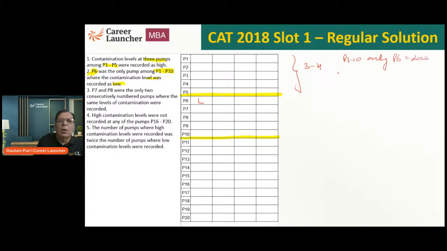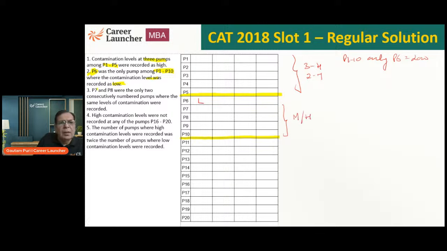Now, what does that mean? Look at this. P1 to P5, 3 highs, the 2 others should be medium, because from P1 to P10 you can only have P6 as low. And what does this mean for P7 to P10? Again, they will be medium or high.